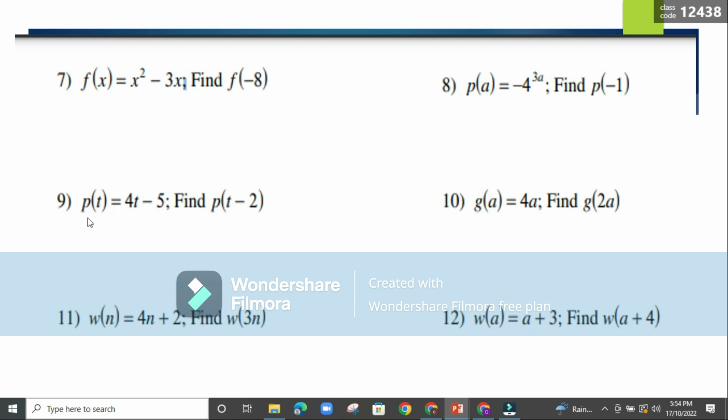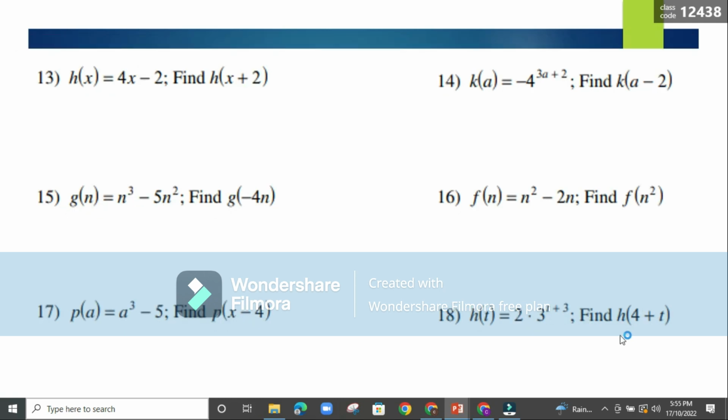Number 9, p of t is equal to 4t minus 5. Find p of t minus 2. Number 10, g of a is equal to 4a. Find g of 2 of a. Number 11, w of n is equal to 4n plus 2. Find w of 3n. Number 12, w of a is equal to a plus 3. Find w of a plus 4.